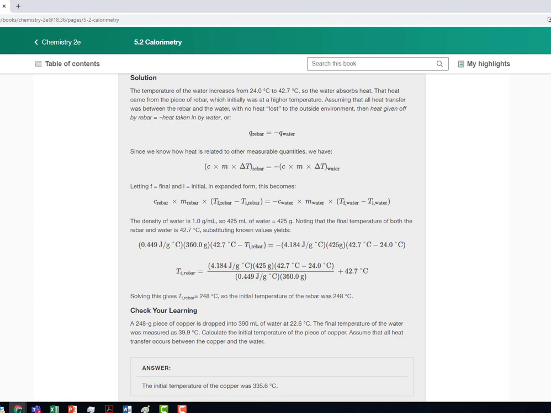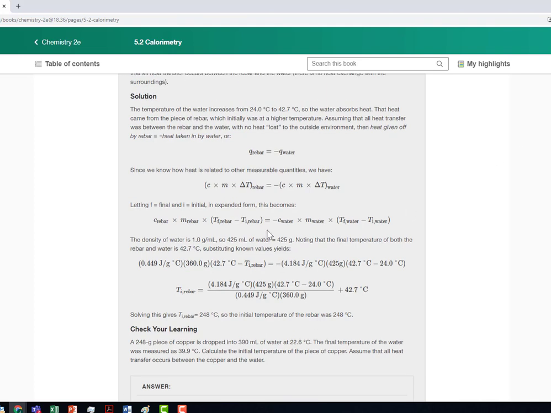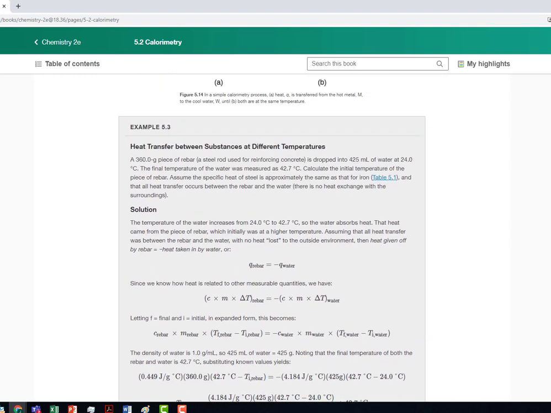I'm sorry, no, we weren't. That's what we're trying to find. This is the final temperature of the rebar. Now, how do we know that? This is one of the tricky things, so let's talk about that.